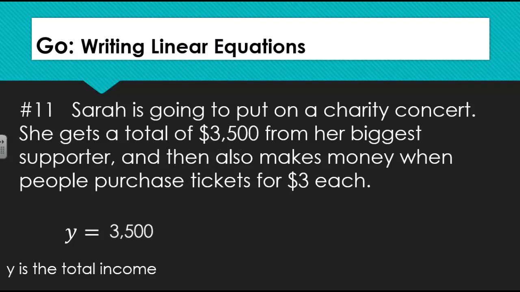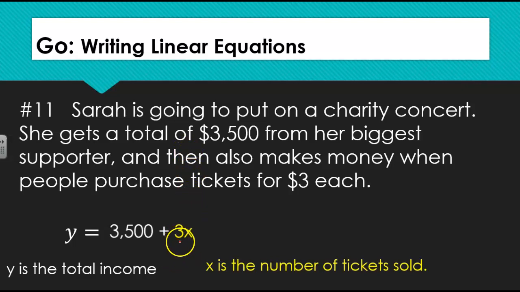Our initial value is $3,500. And she's earning $3 per ticket. So x is representing the total number of tickets sold at $3 a piece. So we know that we're going to multiply those two together, and that is our function.